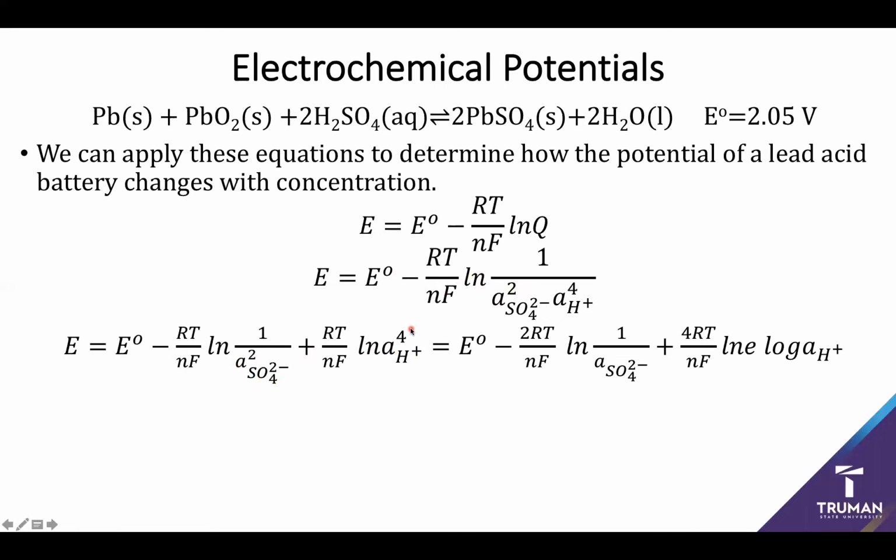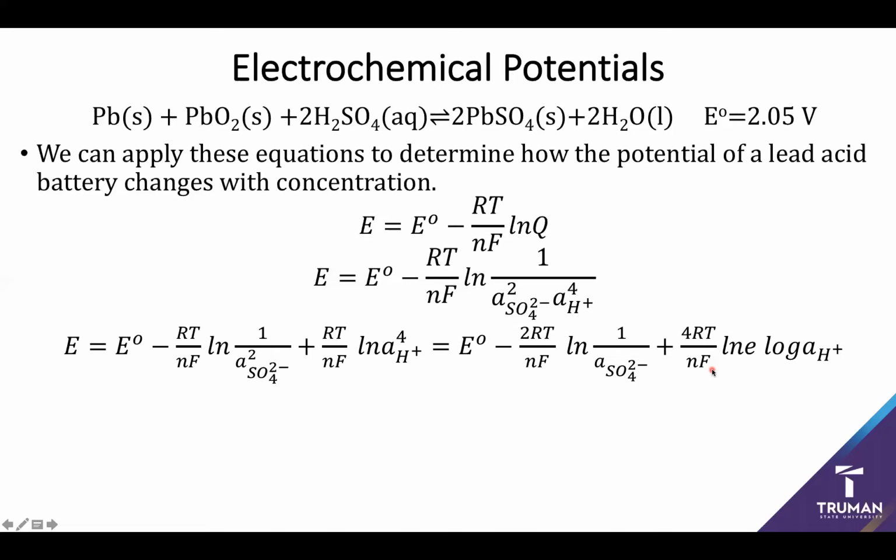Then we're going to play a couple other cute mathematical tricks. Because the activity of the sulfate is squared, I can go ahead and pull that square out into the front of the natural log. So now I have an expression of just natural log of 1 over the activity of sulfate, which is a much more friendly expression to deal with. And we can do a similar trick with our activity of the proton by pulling out the exponent into the prefactor. But we're going to pull one other cute little trick.